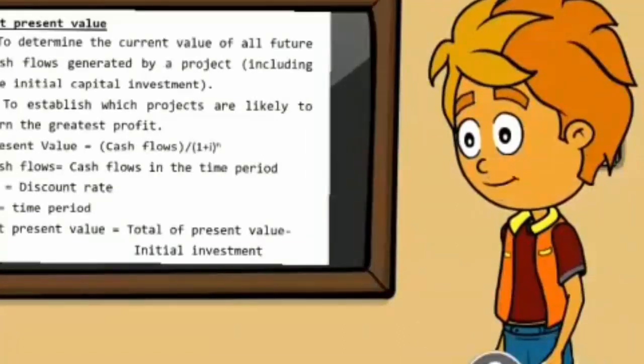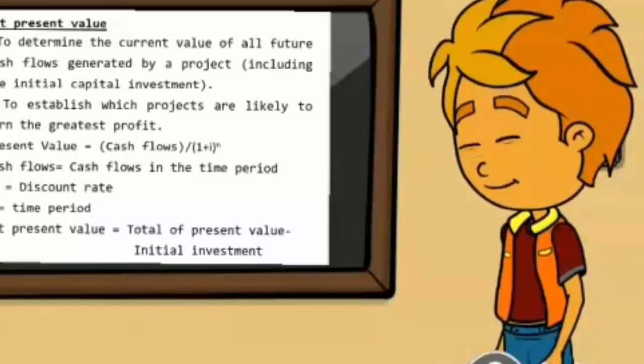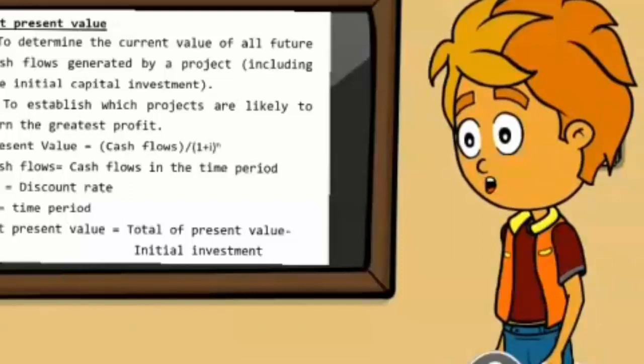Next, we discuss net present value. It determines the current value of all future cash flows generated by a project, to establish which projects are likely to turn the greatest profit. Present value equals cash flow divided by (1 plus i) whole power n. Cash flow is the cash flow in the time period, the particular year you have to consider, like first year or second year. i is the discount rate, n is the time period.